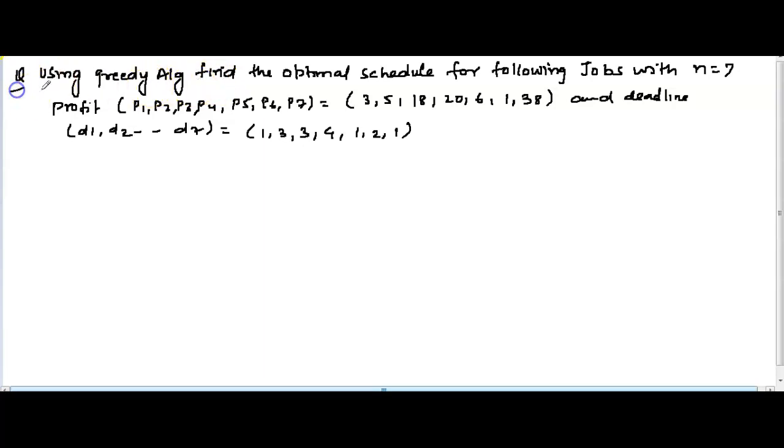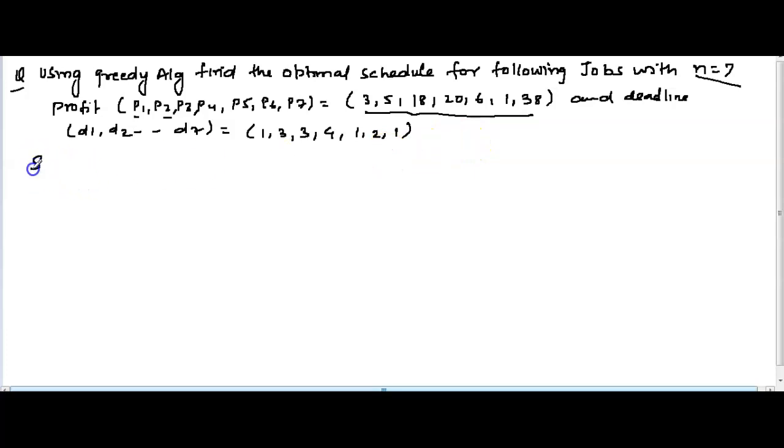By using the greedy technique, you have to find the optimal scheduling for the following jobs, like job scheduling problems, in which n is equal to 7. There are P1, P2, P3, P4, n jobs, and then profit is given, and a deadline is given: D1, D2, D3, and so on, D7 is 1, 3, 3, 4, 1, 2, and so on. Like 7 jobs, 7 profits, and 7 deadlines are given.